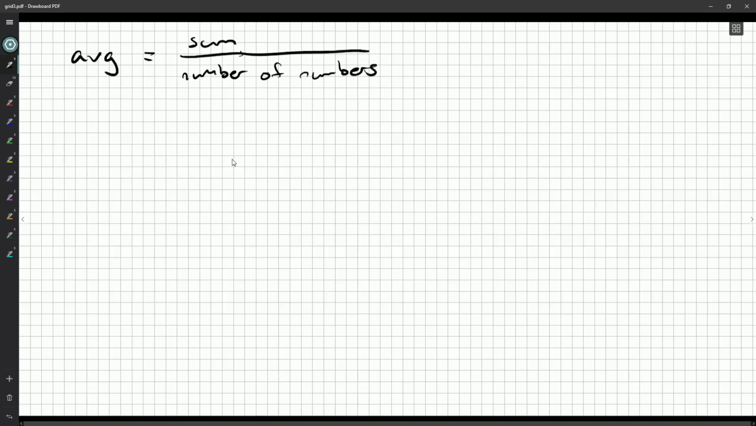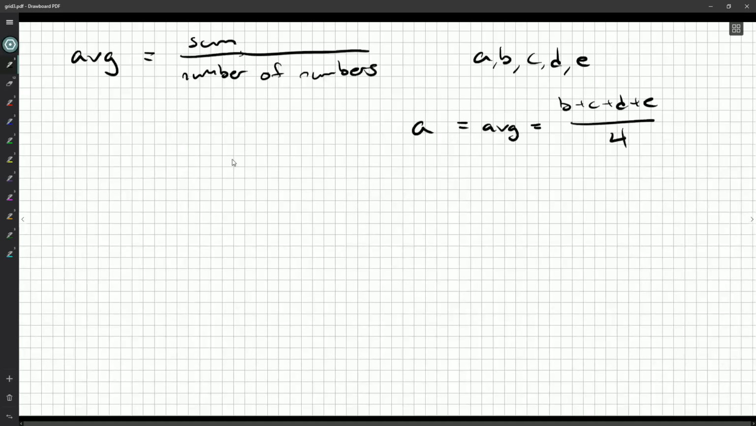So let's suppose we call our numbers A, B, C, D, and E, and let's not put any order on them. Let's just say A is the average. So A is B plus C plus D plus E divided by 4. Now, what happens if we were to multiply both sides by 4? Well, we get 4A is B plus C plus D plus E.